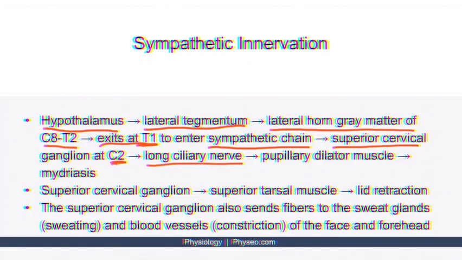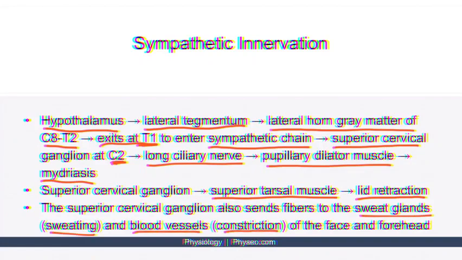Then it goes through the long ciliary nerve to the pupillary dilator muscle, which causes dilation of the pupil, so mydriasis. Now the superior cervical ganglion actually also sends innervation to the superior tarsal muscle, which causes lid retraction. Now the superior cervical ganglion also sends fibers to the sweat glands to cause sweating, and the blood vessels of the face to cause constriction.